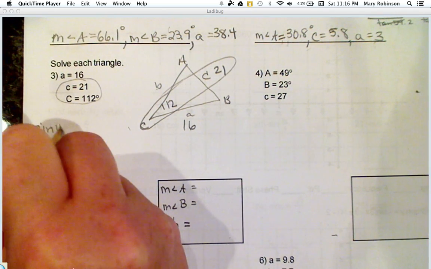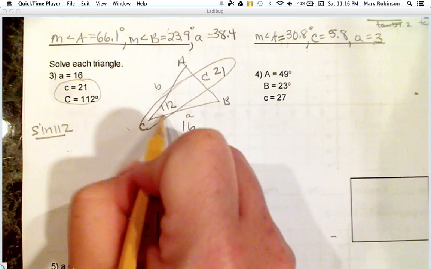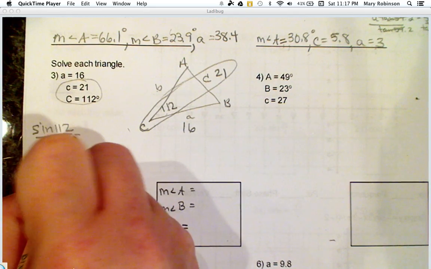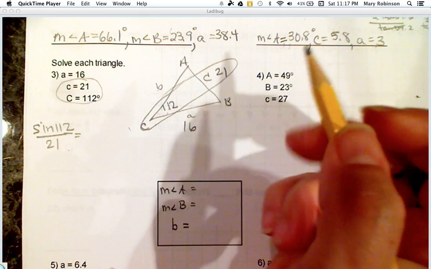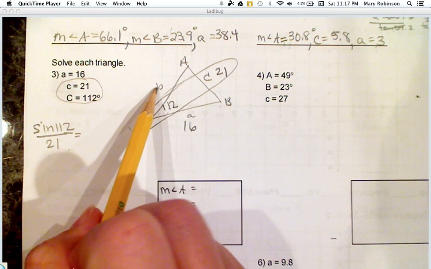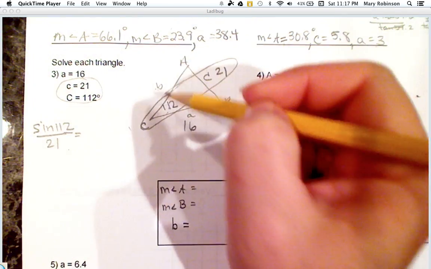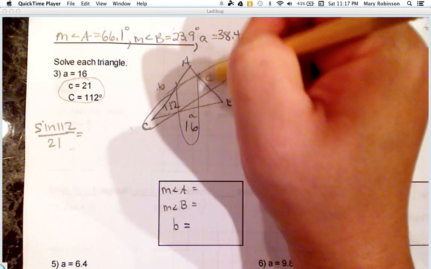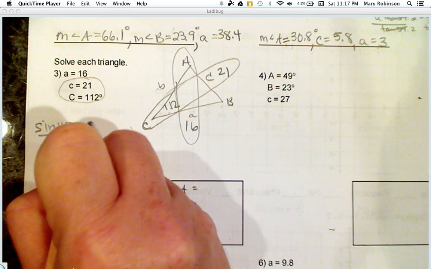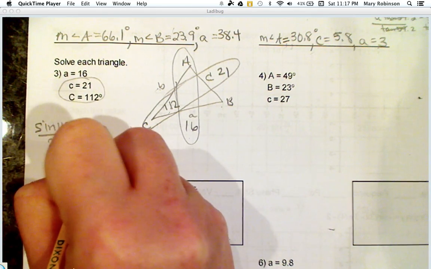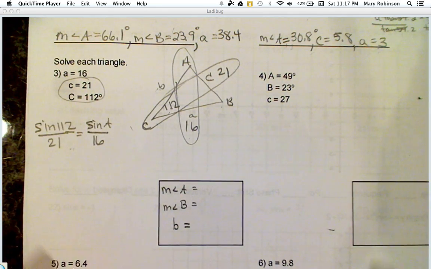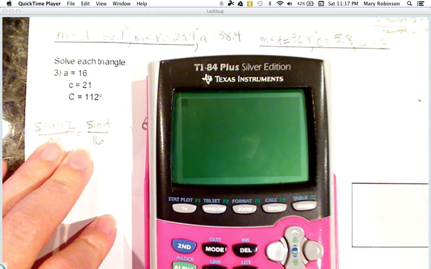So we'll have sine of 112, always your sine of your angle measure, don't forget that, sine of 112 over 21 equals, and now you just need to make a decision about what you want to solve for, but it would be really hard to solve for B since you don't know side B, or solve for side B if you don't know angle B. So I'm next going to go to find angle A because I know side A. So then we would say the sine of angle A over the value of side A, which is 16. At that point, it's just a matter of cross multiply and divide.